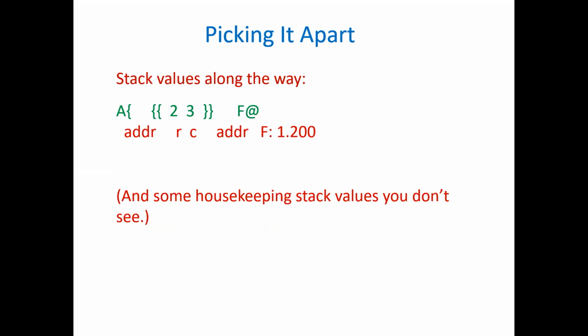Just a quick review then. You can see the second green row is the operations that are visible to the programmer. At the bottom are the stack values. So the A left brace gives us an address, the RC gives us the row and column coordinates, the double brace gives us the address, and then on the floating point stack, we get the actual contents.